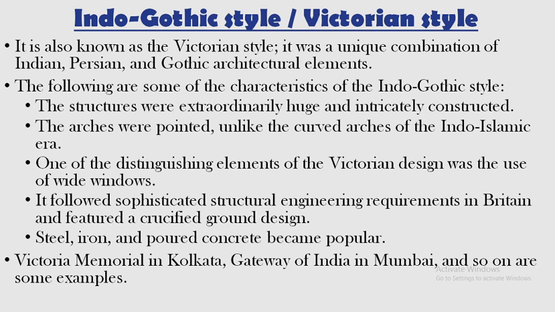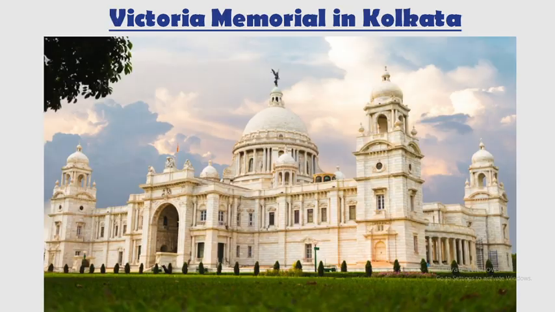The structures were extraordinarily huge and intricately constructed. The arches were pointed, unlike the curved arches of the Indo-Islamic era. One of the distinguishing elements of the Victorian design was the use of wide windows. It followed sophisticated structural engineering requirements in Britain and featured a cruciform ground design. Steel, iron, and poured concrete became popular. Victoria Memorial in Kolkata, Gateway of India in Mumbai, and so on are some of the examples. So, this is the Victoria Memorial in Kolkata.